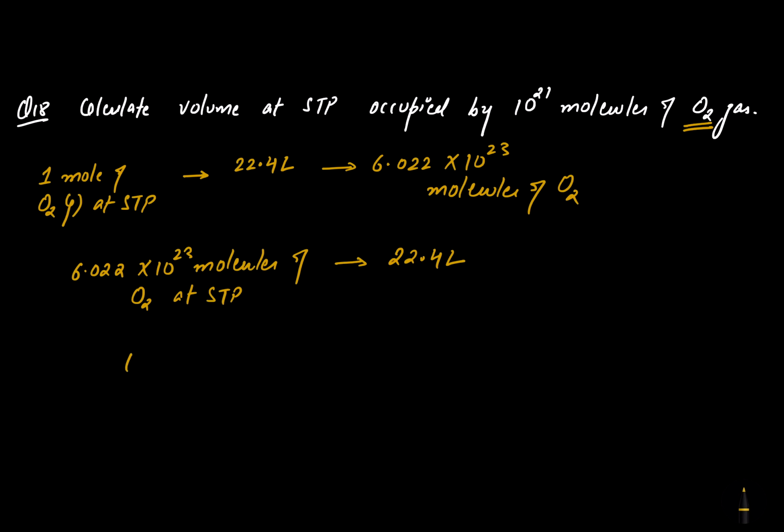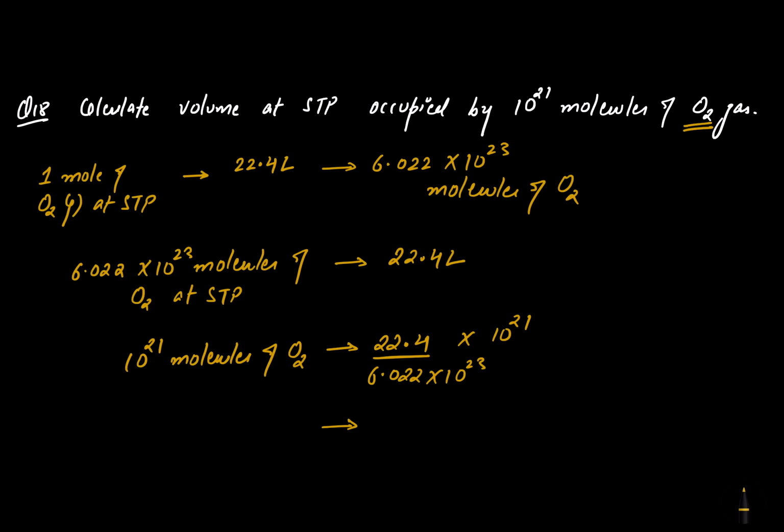So 10 raised to the power 21 molecules of O2 will occupy 22.4 divided by 6.022 into 10 raised to power 23, into 10 raised to power 21, and this thing comes out to be 0.037 liters at STP.